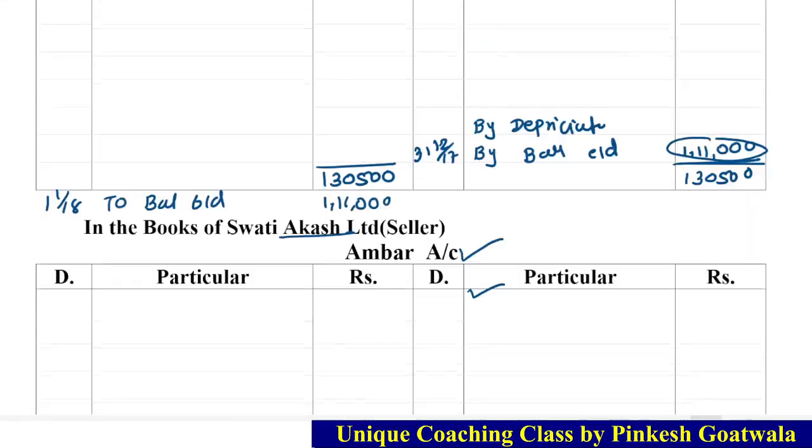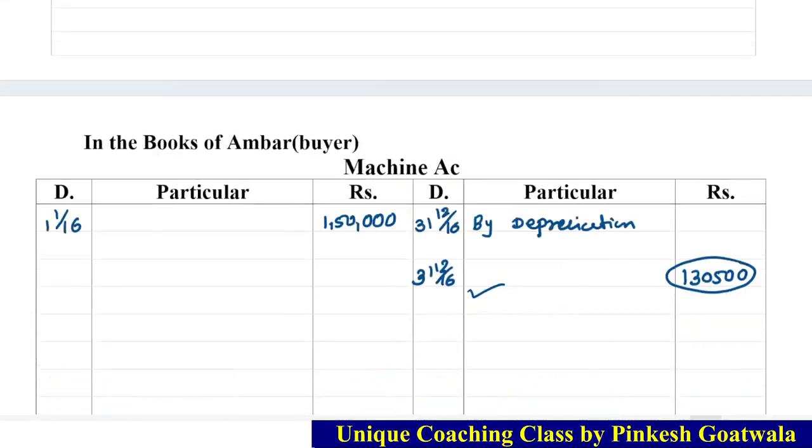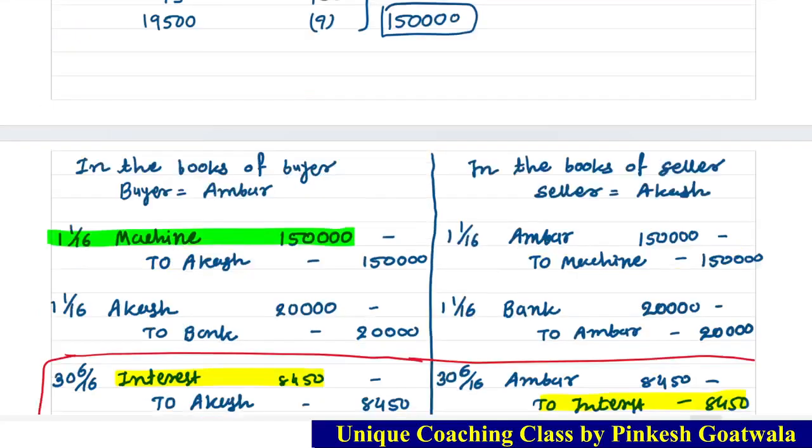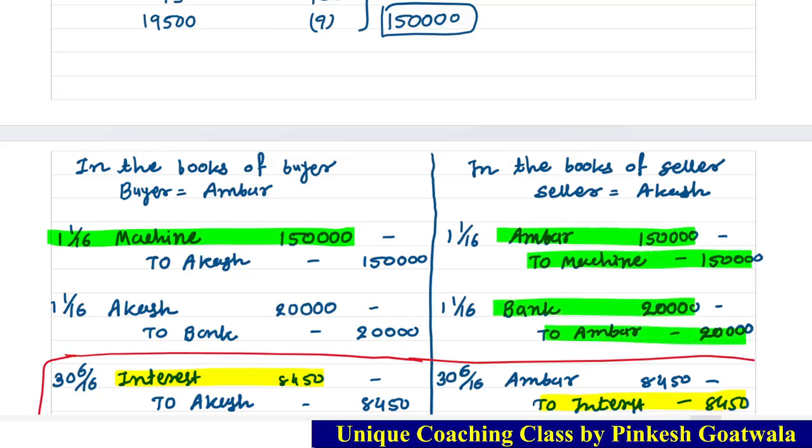Okay, so we have done all the journals, just give effect there. So let's see the journal and give effect to them one by one. First journal, Amber to machine 150 and then down payment bank to Amber 150. So this effect will come in which account? Only Amber account. Amber to machine and bank to Amber.